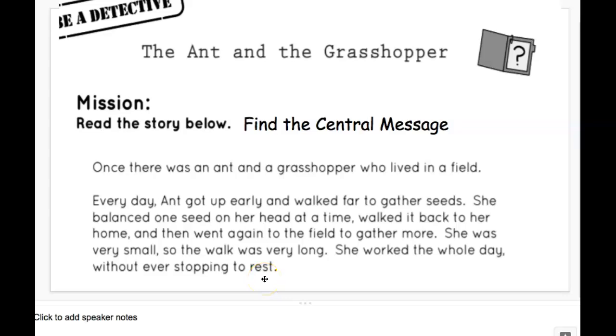So we learned a lot about Ant, didn't we? We learned that Ant gets up early, she gathers seeds, she works the whole day without ever stopping to rest. She's very busy working.